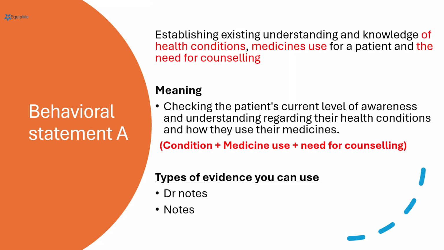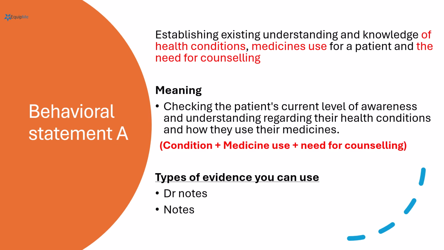Behavioral statement A says establishing existing understanding and knowledge of health condition, medicine use for a patient, and the need for counseling. So whenever I'm looking at behavioral statements, the first thing I do is to just check what the behavioral statement requires of me. So I need to assess what the patient already knows about their medical condition, what do they know about their medicine, and then I find a counseling need.